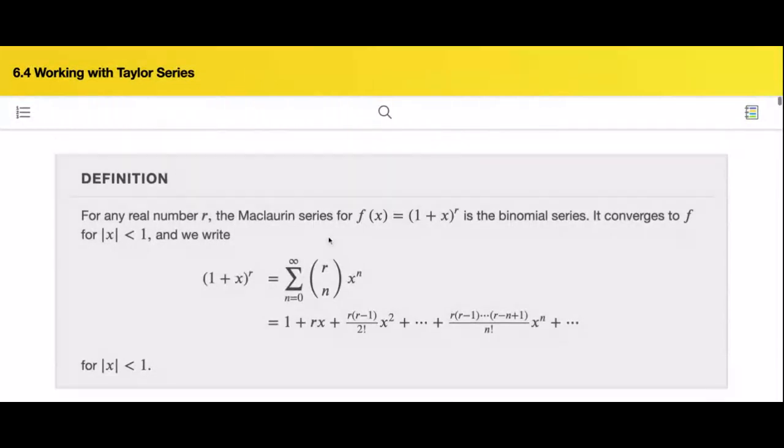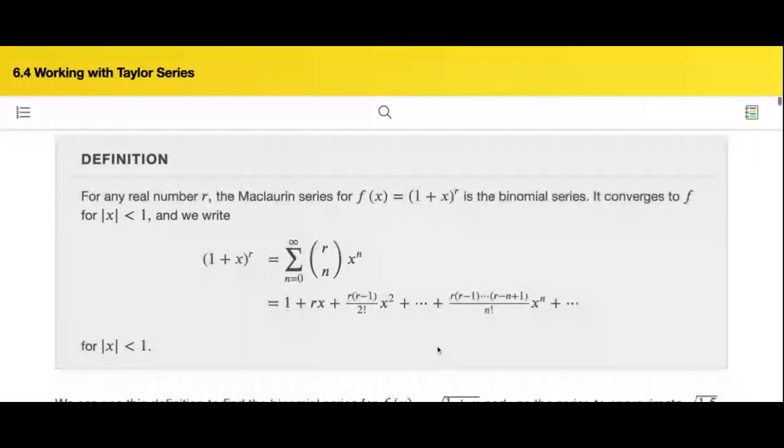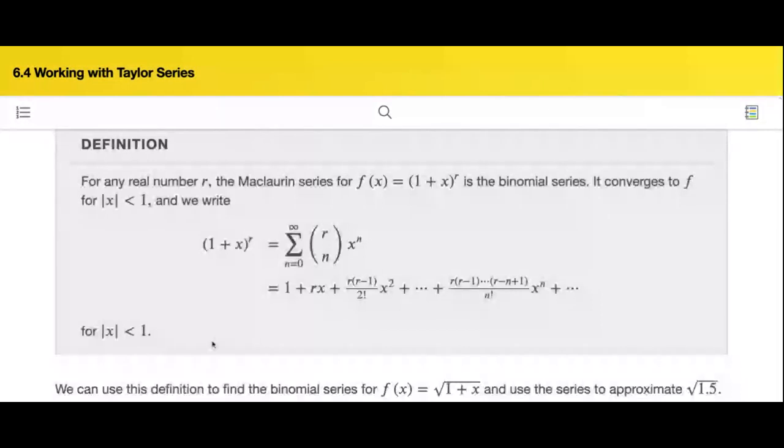We just showed that. And we write (1 plus x) raised to r equals the summation, where the coefficient of x raised to n is just r choose n. If we write out a couple of terms, we get this. And of course, this holds for the absolute value of x less than 1, because the representation is only valid in the interval of -1 to 1. Outside of the interval, the equal sign does not hold. Anyone have any questions?